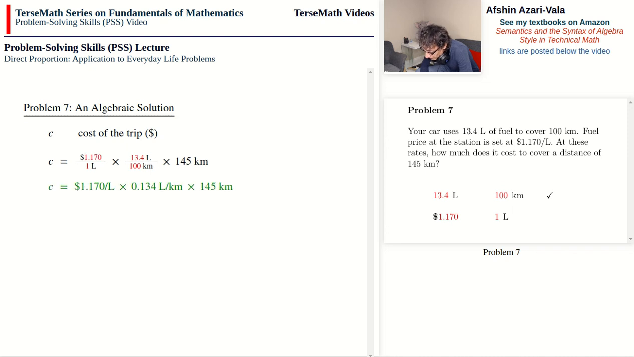Again, if you want to remind yourself as to how it works, you can do the divisions. Here you get $1.17 per liter, and here you get 0.134 liters per kilometer. So if I know how many liters I need for 1 kilometer, I can multiply by 145 kilometers to find how many liters I need in total. If I know how many liters I need in total and I know the price for 1 liter, I can multiply these to find the total cost of the trip.